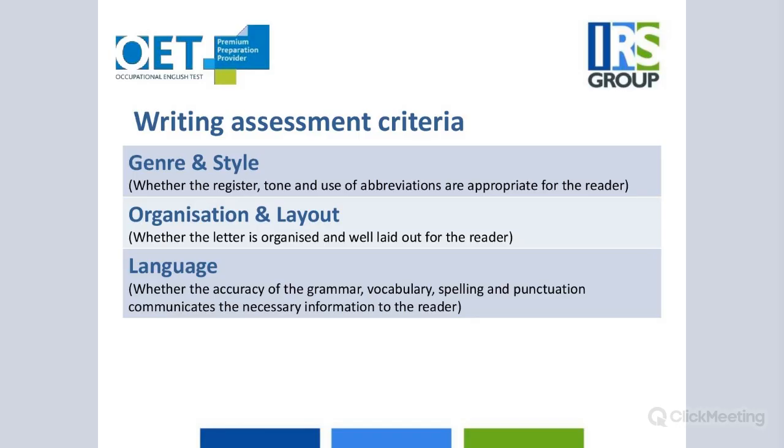Okay, let's look at the fourth criteria, that is genre and style. What is genre and style? Whether the register, the tone, or the use of abbreviations are appropriate for the reader. For example, if you are in a medical department or field, as the writer you will be using a lot of abbreviations. So depending upon each reader, you need to use the abbreviations correctly, and also the tone.